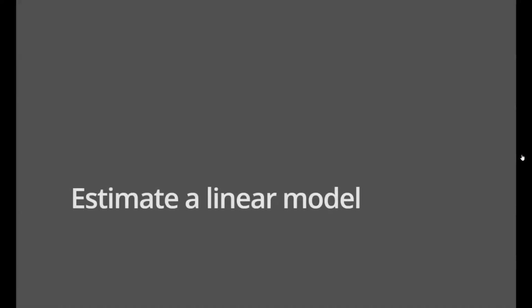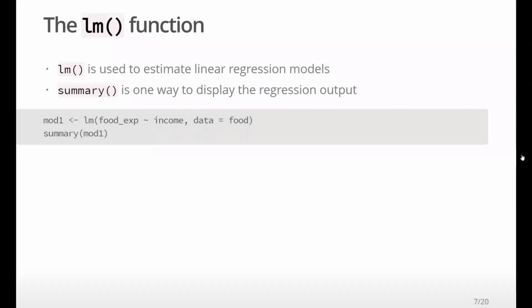Okay, so let's estimate a linear model. To do that, we're going to use the LM function, or linear model function. And that's going to use something called OLS, or ordinary least squares. Basically, what that's going to do is draw a line through your data such that it minimizes the squared error. The error is the difference between the line that it draws and the actual data point. So we take all of those.